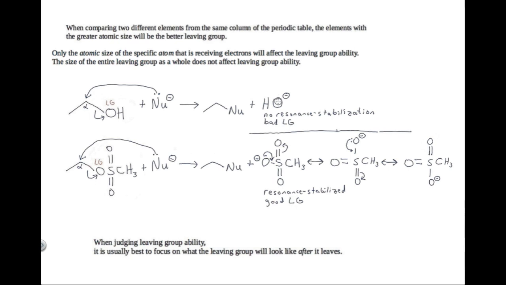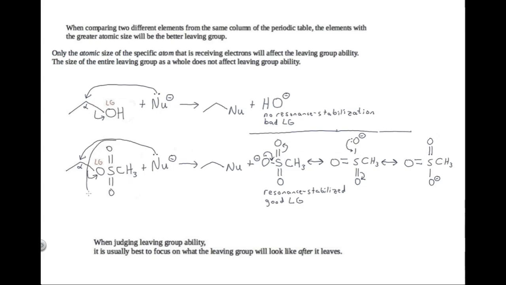This oxygen has no potential for resonance stabilization, which means that it's more difficult for this oxygen to leave in the first place, making it the worse leaving group. And in fact, again, an alcohol is considered a bad leaving group. So a sulfonate group is a good leaving group because its negative charge will be resonance stabilized after it leaves.